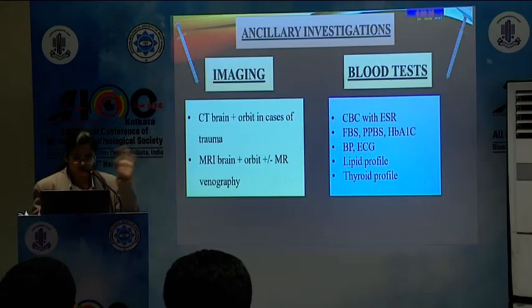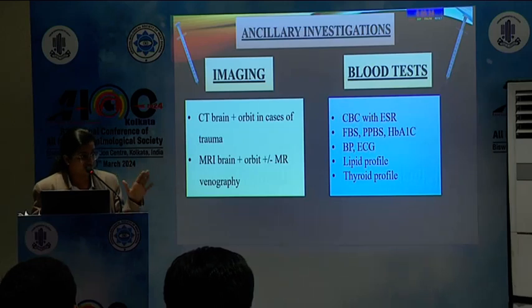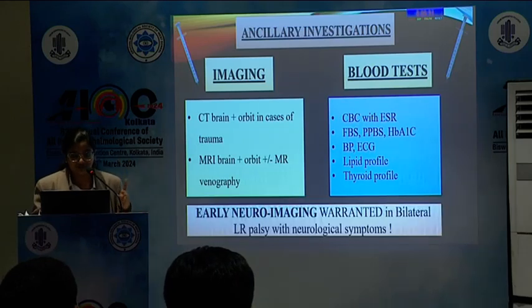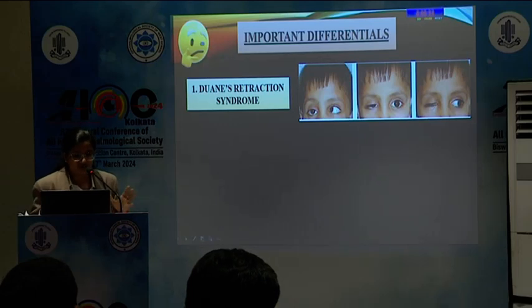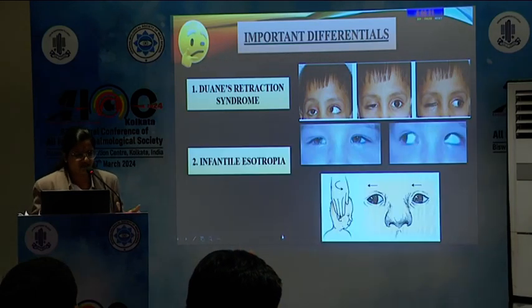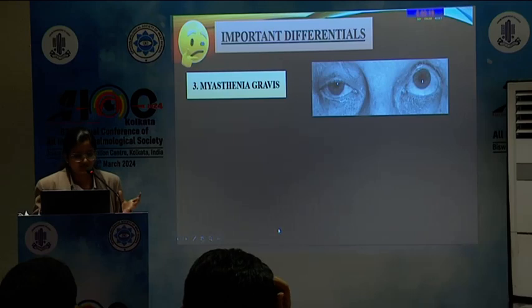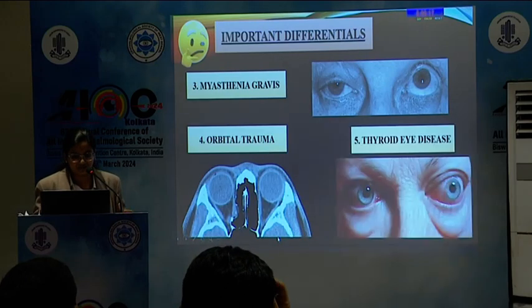Imaging and blood tests are all dependent on what your history and examination tells you. But early neuroimaging is required in bilateral palsy with neurological symptoms because it can be a false localizing sign. Remember the differentials. It can be Duane retraction syndrome. It can be infantile ET if it's a child. It can be myasthenia. It can be MR entrapment. Or it can be thyroid eye disease if it's an adult.